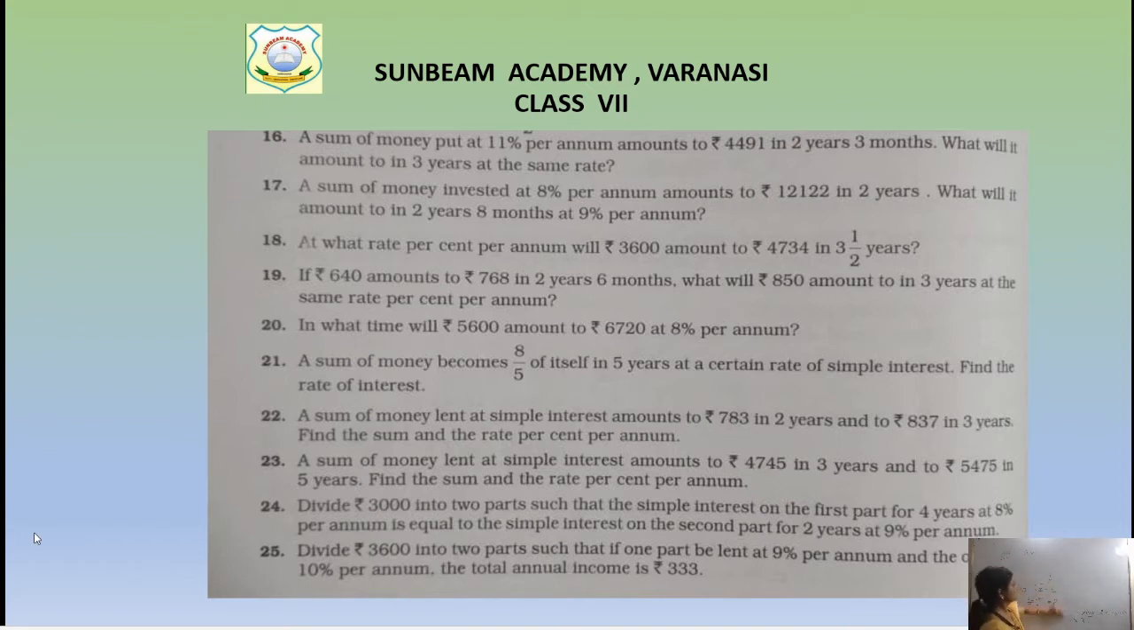Now question number 16, we will write the given values first. A sum of money put at 11% amounts to, principal we don't know, children. A sum of money is written. Some rupees at 11% per annum became 4491. So the amount is given. Amount is rupees 4491. Okay, amount is given.